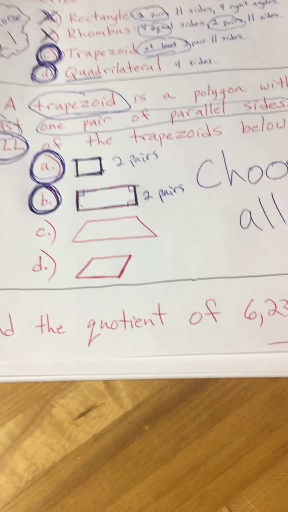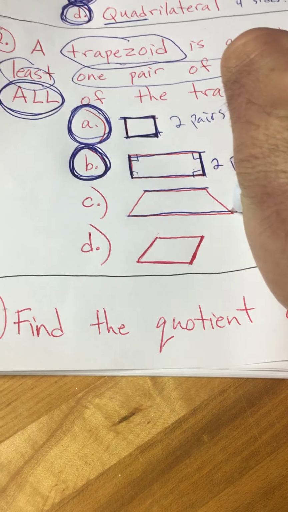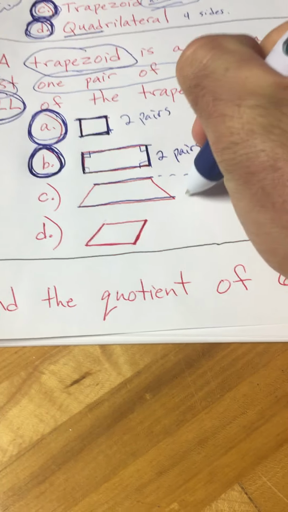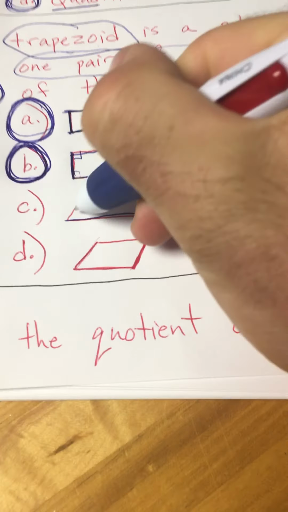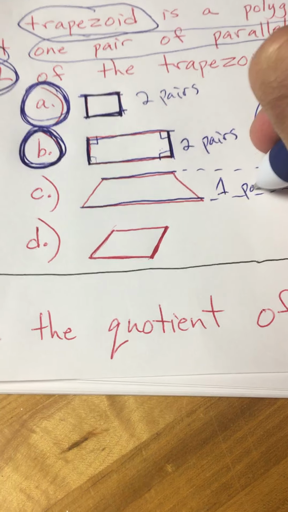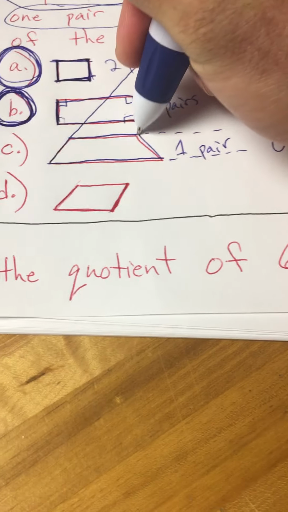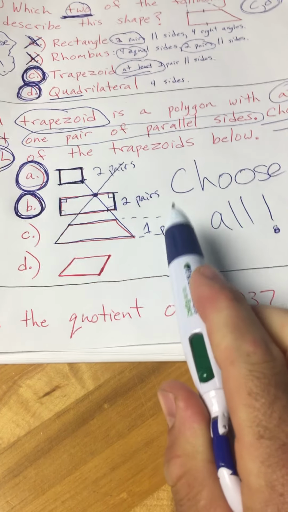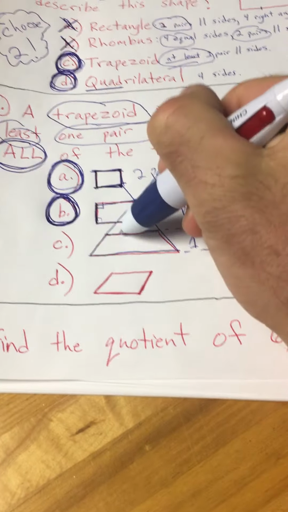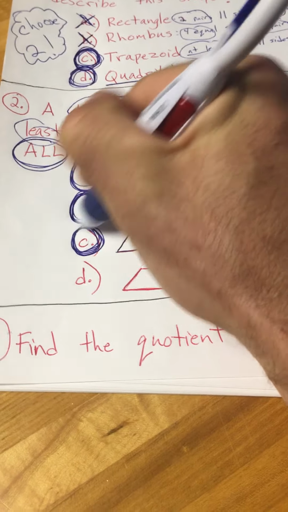Does it have at least one pair of parallel sides? Yes, this side and this side are parallel. If you extended those lines, they would go forever, and they would never, ever, ever cross. It only has one pair of parallel sides because these ones, if you extend that line and if you extend this line, they eventually will cross. So those two lines are not parallel, but the definition of a trapezoid says that it has at least one pair, and it does. This one and this one. So C is a trapezoid.